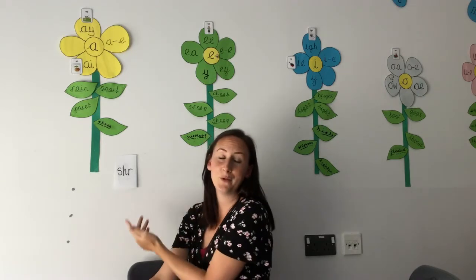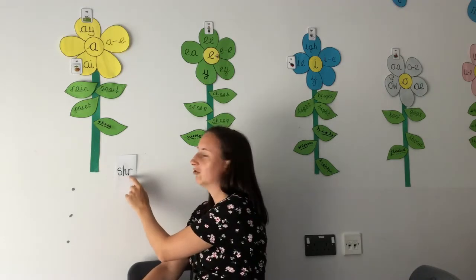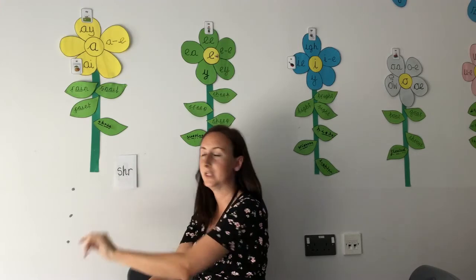Friend, we did, had three letters in. Okay, and this one also has three letters in. That's a shr. Together makes a shr sound. Okay, should we find out what our three words are?